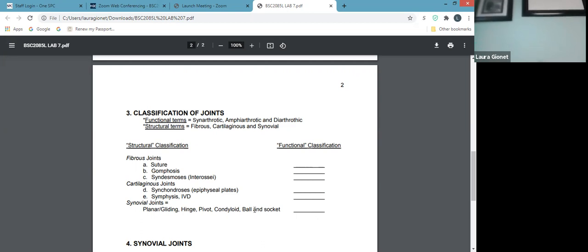I'm not going to ask you if it's a ball and socket or a condyloid or a pivot or a hinge. Those are examples of synovial joints. All right, so let me just recap this. If it's anything other than a suture that you would recognize, a gomphosis, which is a tooth socket, a syndesmosis, those interosseous membranes, epiphyseal plates, intervertebral disc or pubic symphysis, then it must be a synovial joint. And it's functionally classified as diarthrotic.